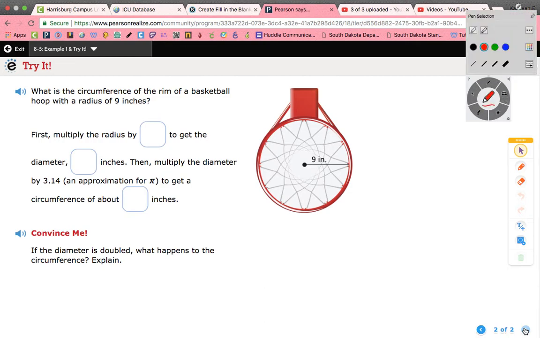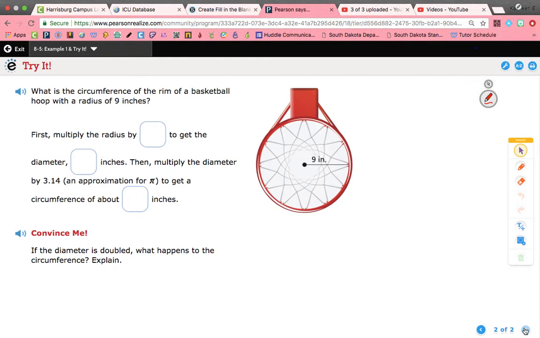What is the circumference of the rim of a basketball hoop with a radius of 9 inches? They already threw you for a loop because they're giving you radius and not diameter, and they didn't tell us how to find circumference using radius. Hopefully you know the relationship between radius and diameter. Radius is half of the diameter, or diameter is the radius times 2. So first, multiply the radius by 2 to get the diameter of 18. Then multiply the diameter by 3.14 to get the circumference of the circle.